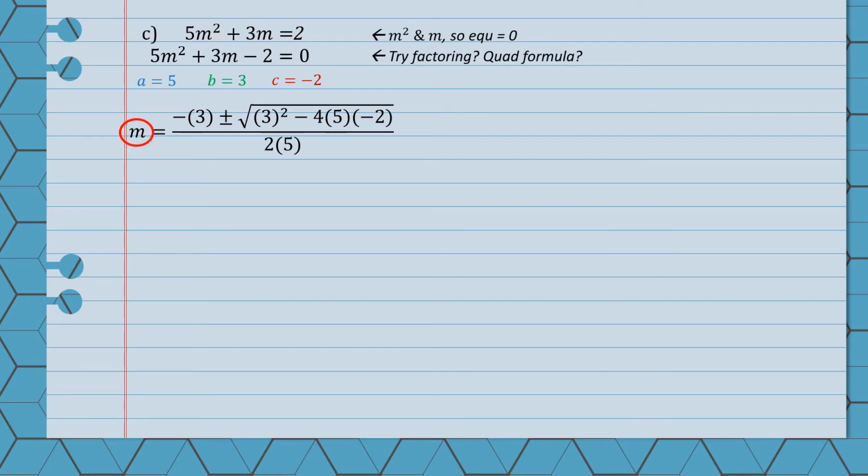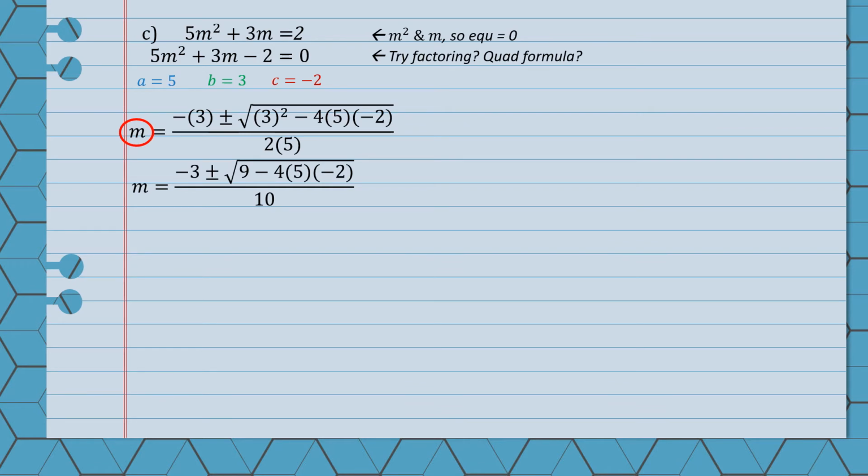Now notice, this is not an x. This time our equation involved an m. So when you're writing the quadratic formula, in this case, it will be m equals, and so on. So make sure you're using the correct variable.